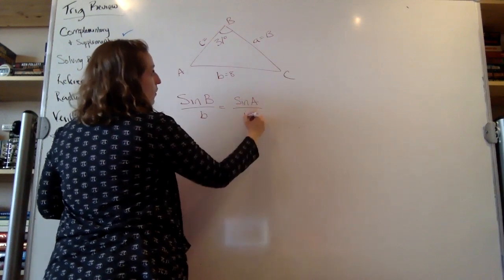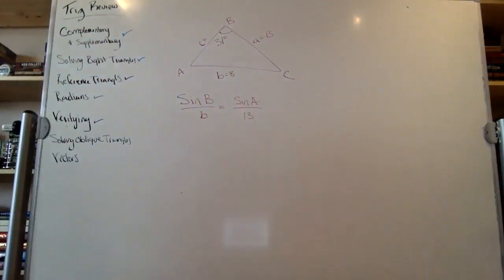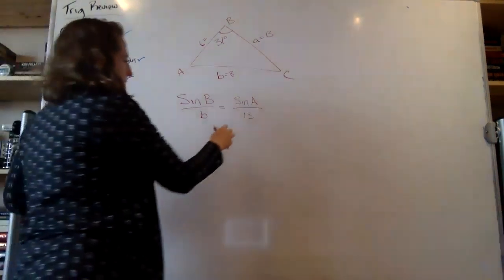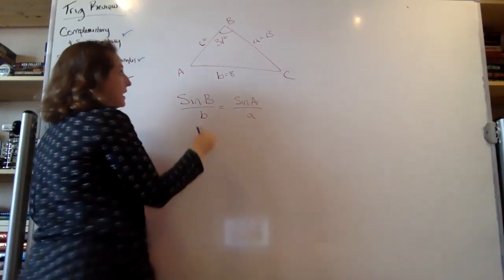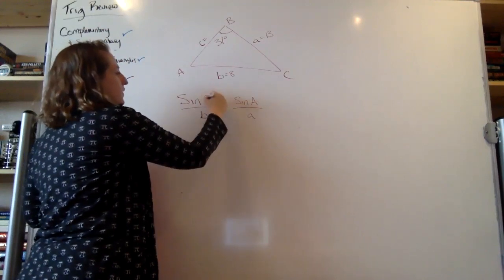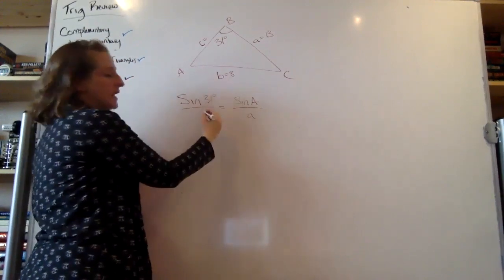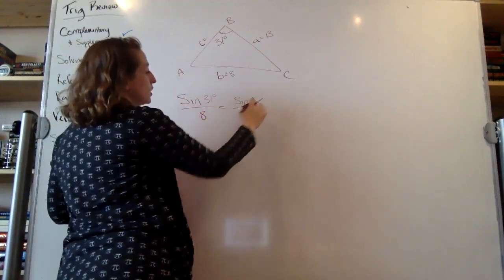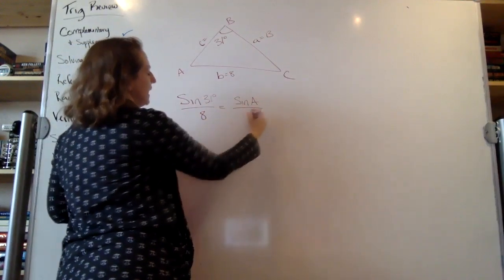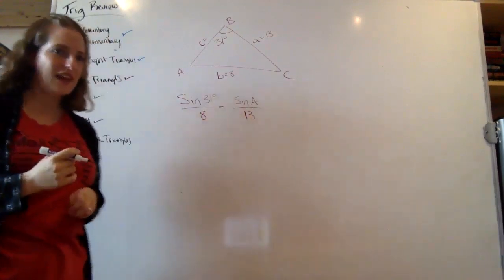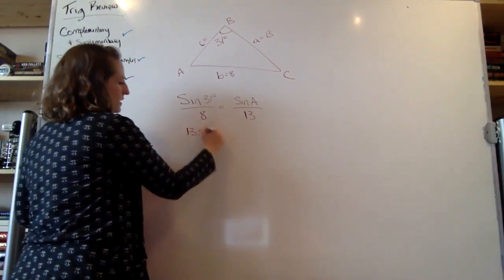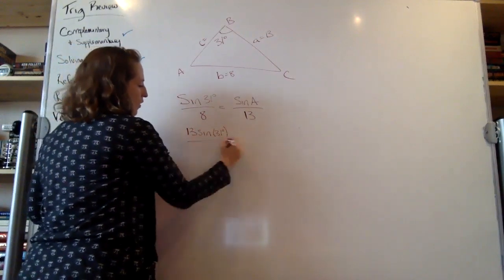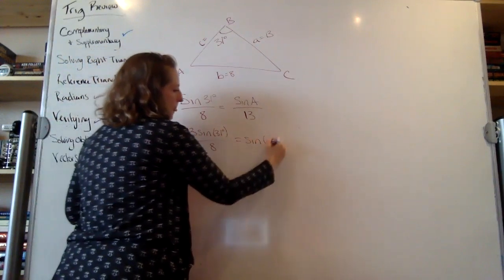Sine of A over 13. Sorry, sine of B over b equals sine of A over a. Now we're going to plug in our numbers. We know that B is 31 degrees. We know that side b has length 8. We're looking for angle A. We know that side a has length 13. So I'm going to multiply both sides by 13. I get 13 times sine of 31 over 8 equals sine of A.